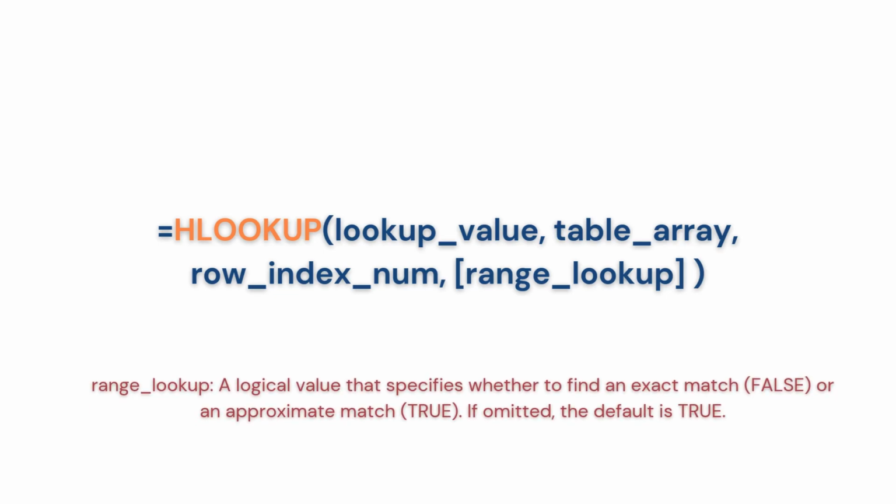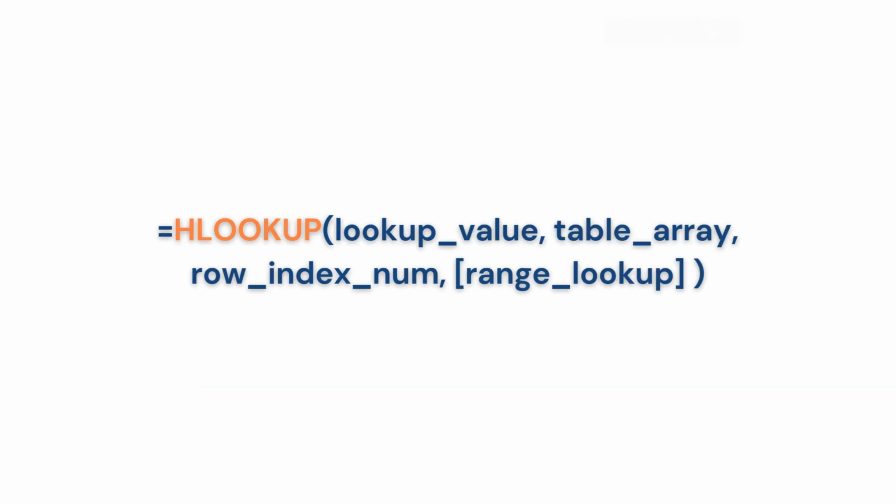And range lookup is a logical value that specifies whether to find an exact match, that is FALSE, or an approximate match, which is TRUE. If omitted, the default value is TRUE.